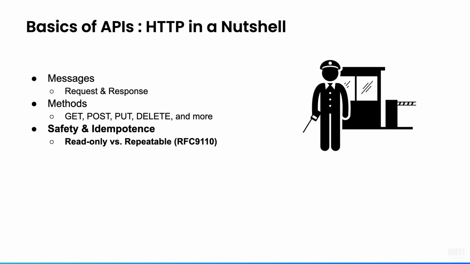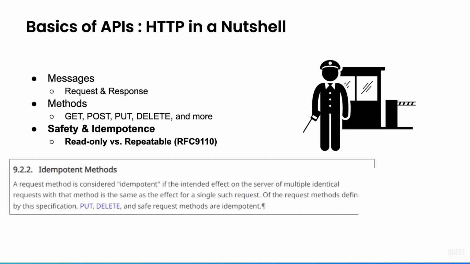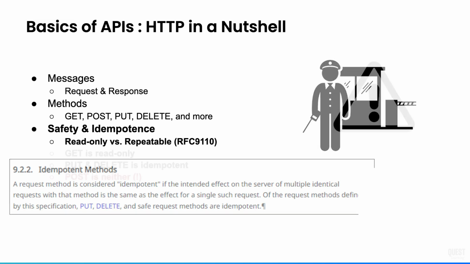Now I want to talk about safety and idempotence because it has a lot to do with those methods. Safety means read only. It's safe to execute this function or make this request because it's only going to read data. And idempotence has to do with repeatability, that even if it writes data, it can be repeated safely. Safe methods are considered safe if they're defined as read only, and idempotent methods are considered idempotent if the intended effect on the server stays the same even if you execute it multiple times. Think about a delete. If I delete a record at URL 123, even if I send that delete 20 times, I'm only going to delete 1 record in the system, not 2.